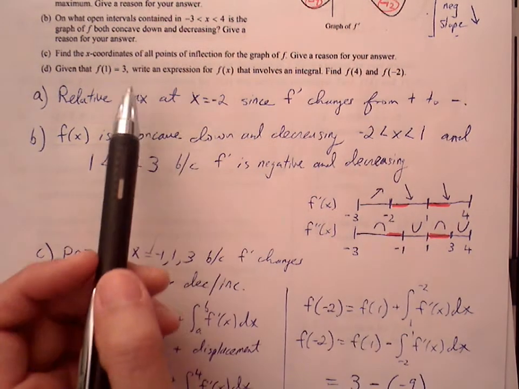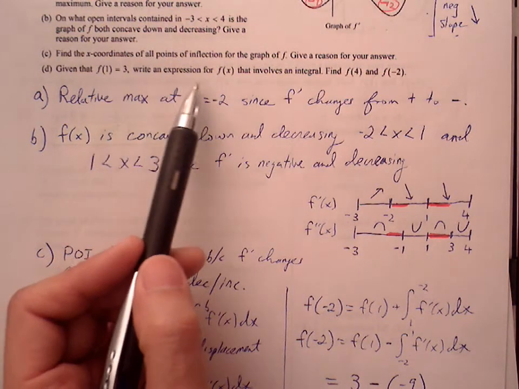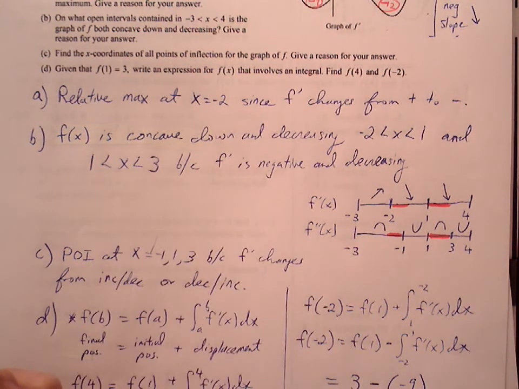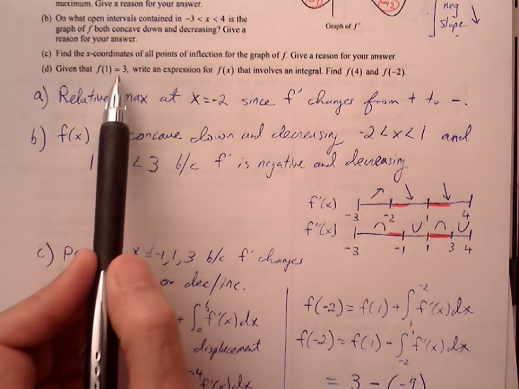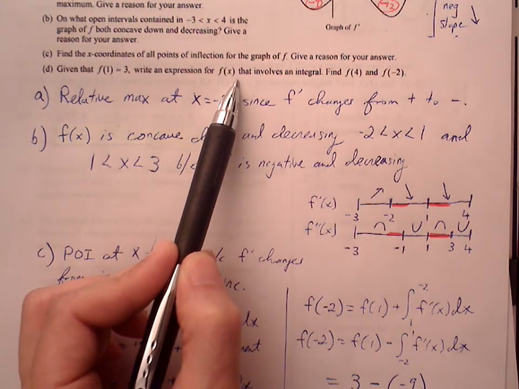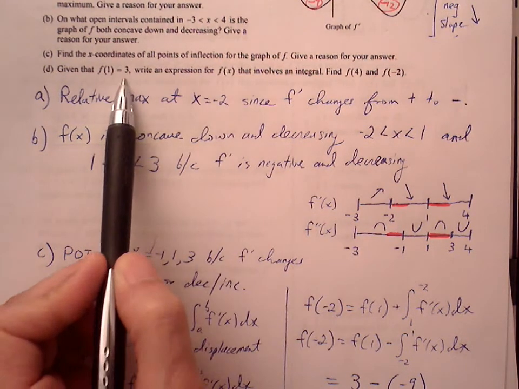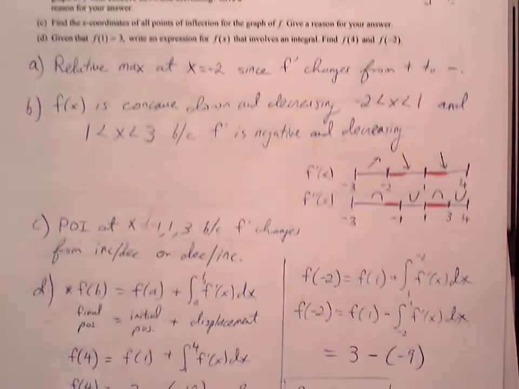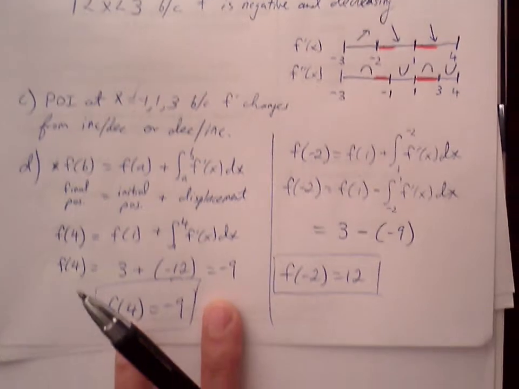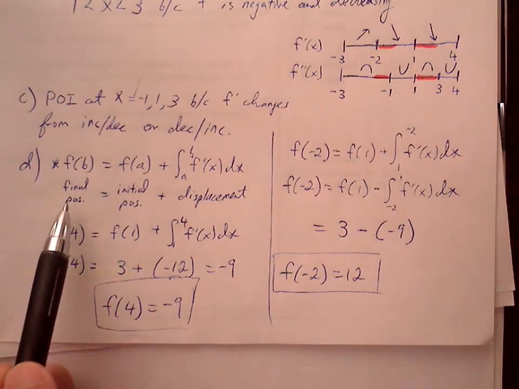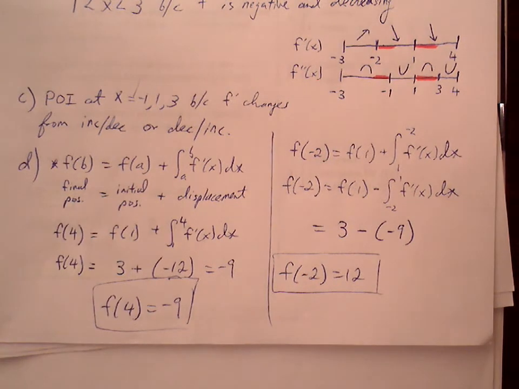Okay, for part D, given that f of 1 equals 3, write an expression for f of x that involves the integral, find f of 2, and find f of -2. Anytime we want to look for a position given a starting point, and we're provided some derivative graph information, we can think of it this way. This is a rearranging of the first theorem of calculus, but it is useful especially if we're looking for a specific point or for problems that involve particle motion.